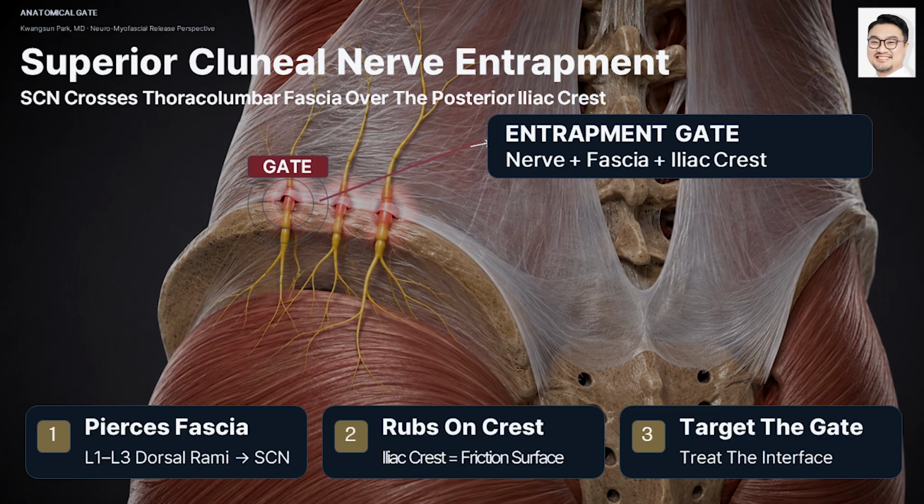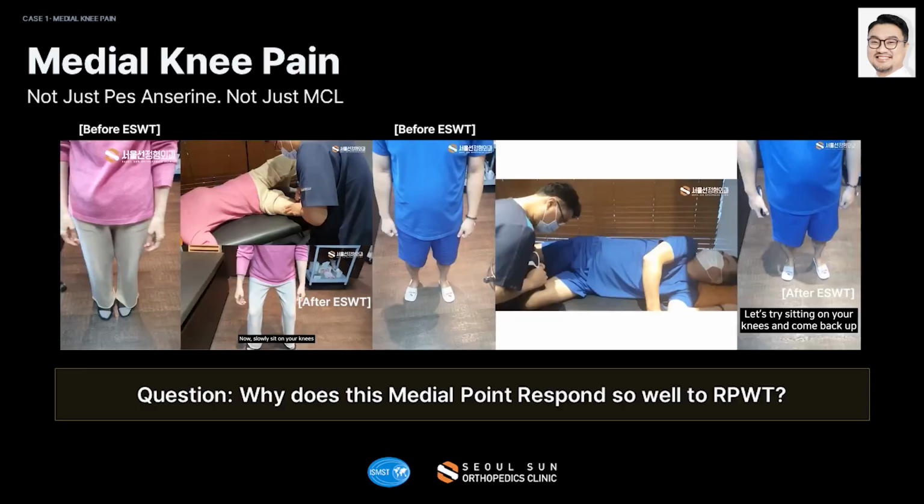This slide shows the superior cluneal nerve as a true anatomical gate. The nerve crosses the thoracolumbar fascia over the posterior iliac crest. At this interface, the nerve can pierce fascia and rub on the crest. The treatment target is the gate, not only the distal painful spot.